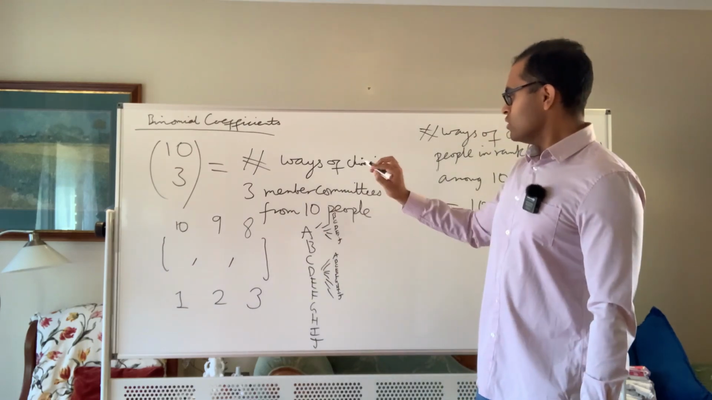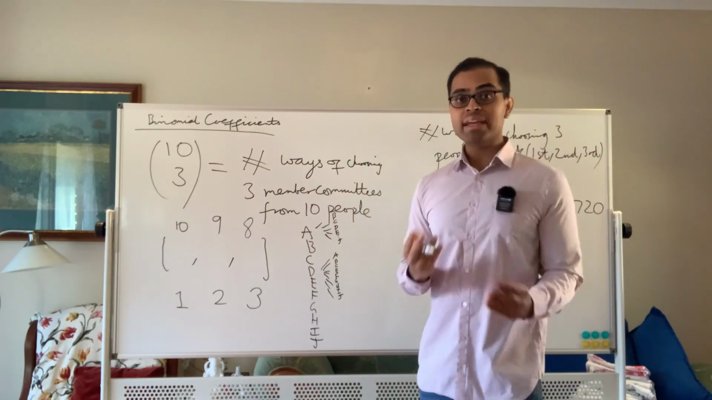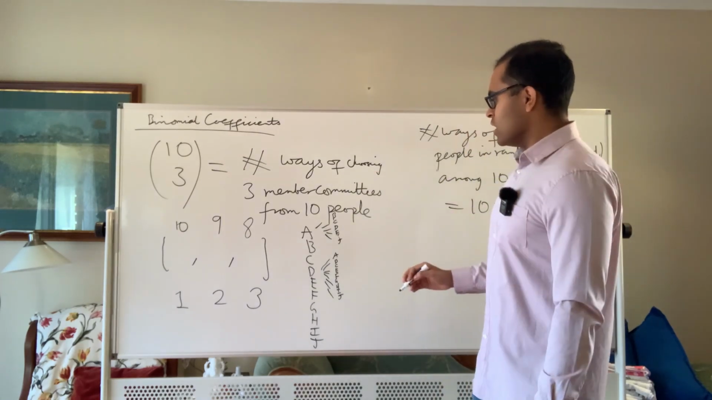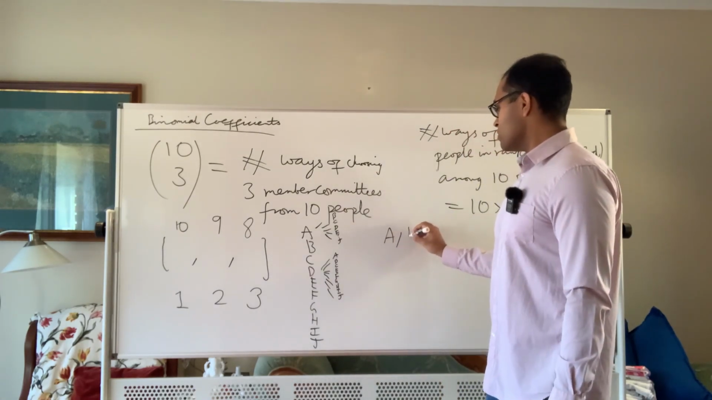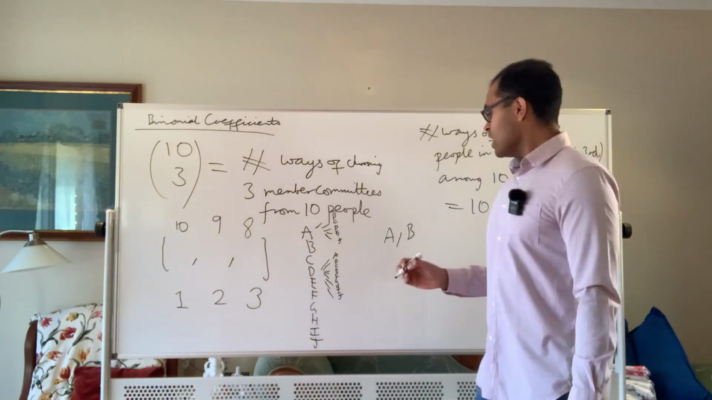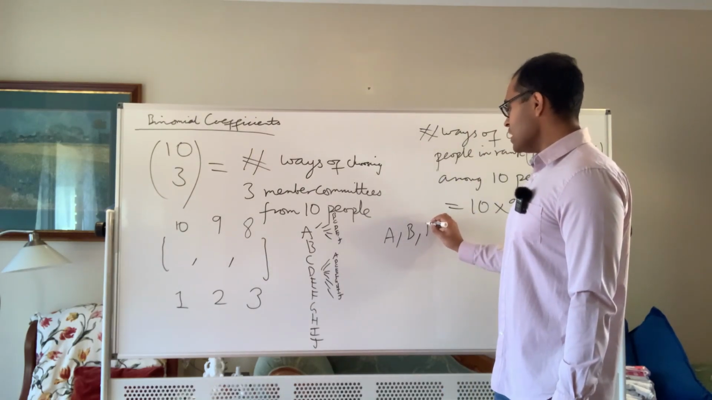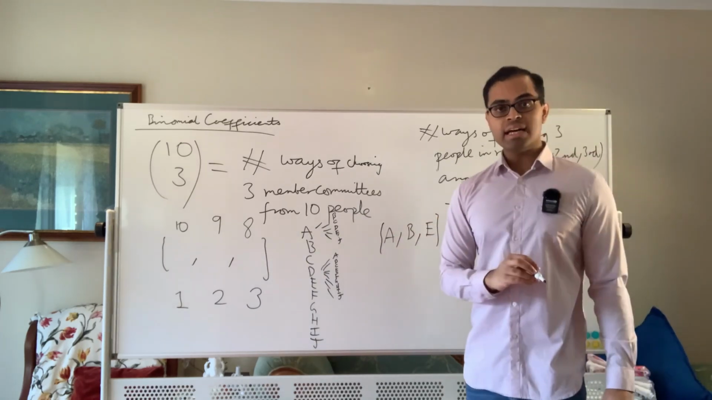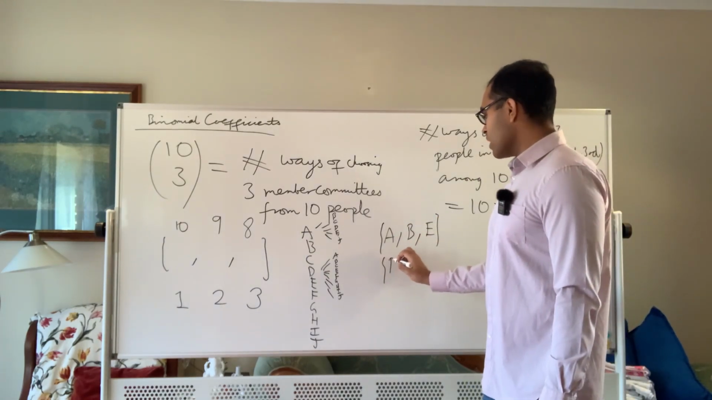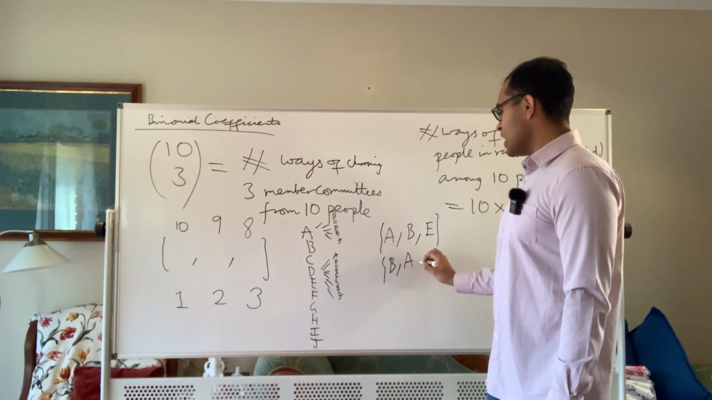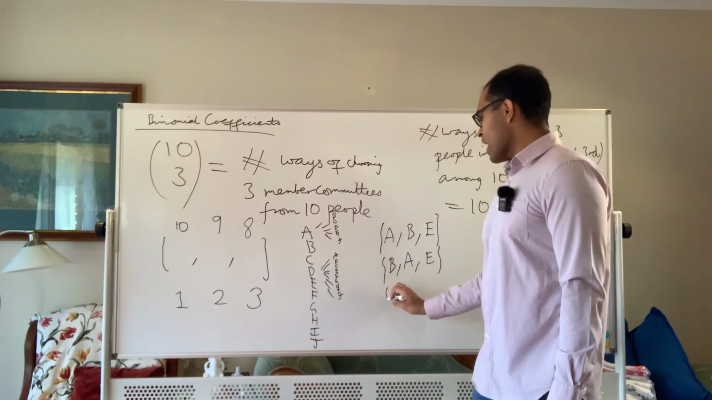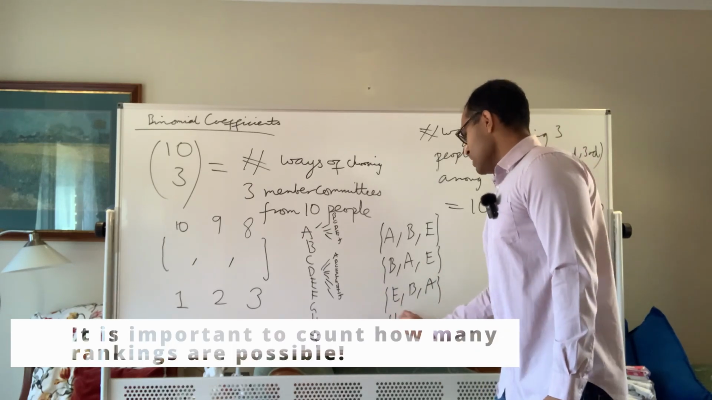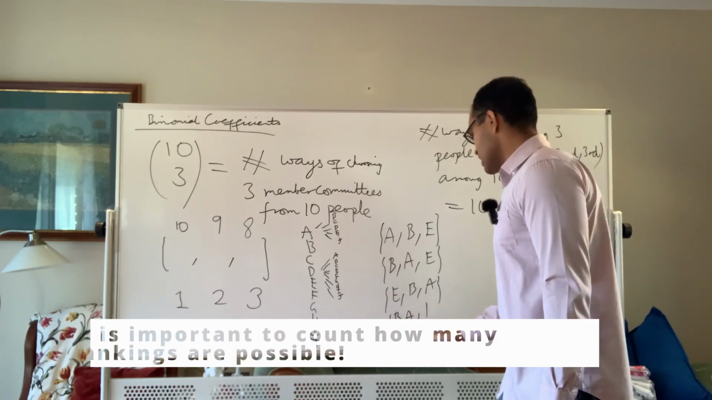When you're counting 3-member committees from 10 people, you're not ranking them. You're just saying 3-member committees. So if I label the people A through J, and I chose A, B, and E, and I ranked A as first, B as second, and E as third, that's the same committee as ranking B first, A second, and E third, or ranking E first, B second, and A third.